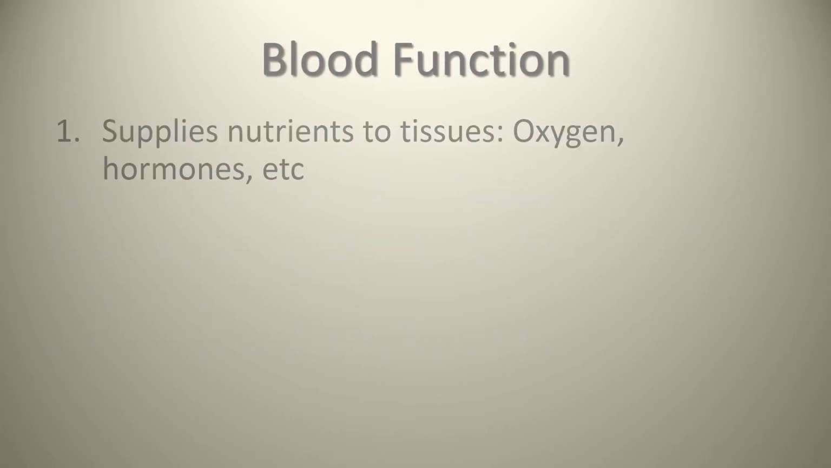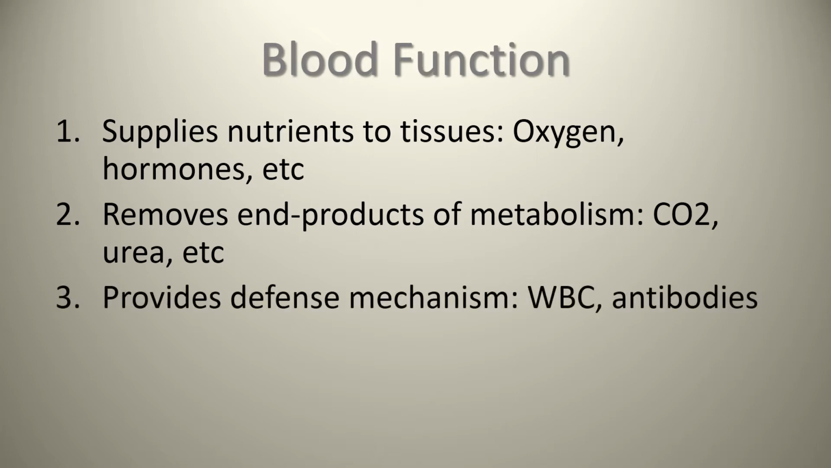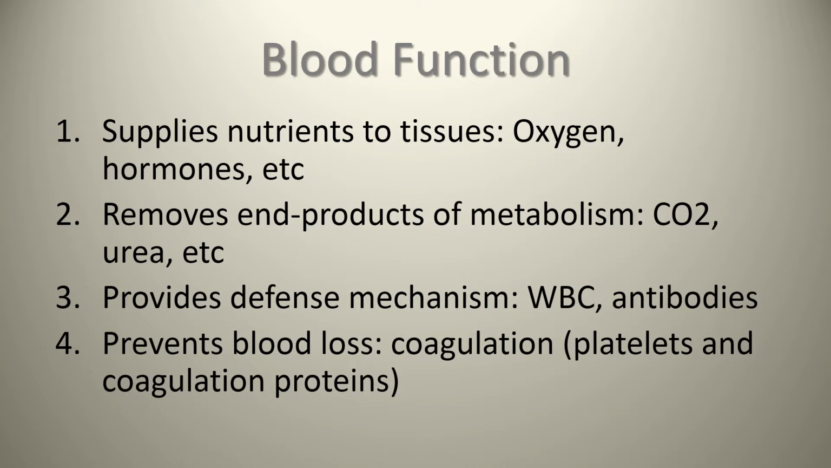Blood has many functions for the body. Number one, it supplies nutrients to tissues in the form of oxygen and hormones. Number two, it removes end products of metabolism like carbon dioxide and urea. And number three, it provides a defense mechanism in the form of white blood cells and antibodies. And lastly, it prevents blood loss through the process of coagulation. This is conducted as a result of the use of platelets and coagulation proteins that are inside the blood. So what is blood composed of?